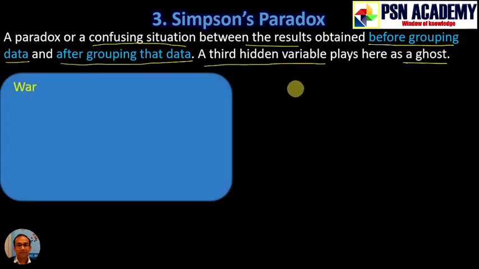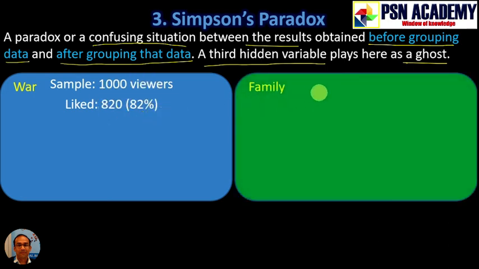Now, you go for an example. We take a sample of 1000 viewers and we asked whether they like war movies or not. Now, we found that 820 viewers liked war movies. That means 82% of these 1000 viewers liked war movies. Then you go for another sample with 1000 viewers again, but this sample is not equal to this sample. This is a separate sample. And we get 800 viewers who are liking family movies. So here percentage goes low, 80%, and here 82%. So from this, can we figure out that war movies are more favorable than family movies?